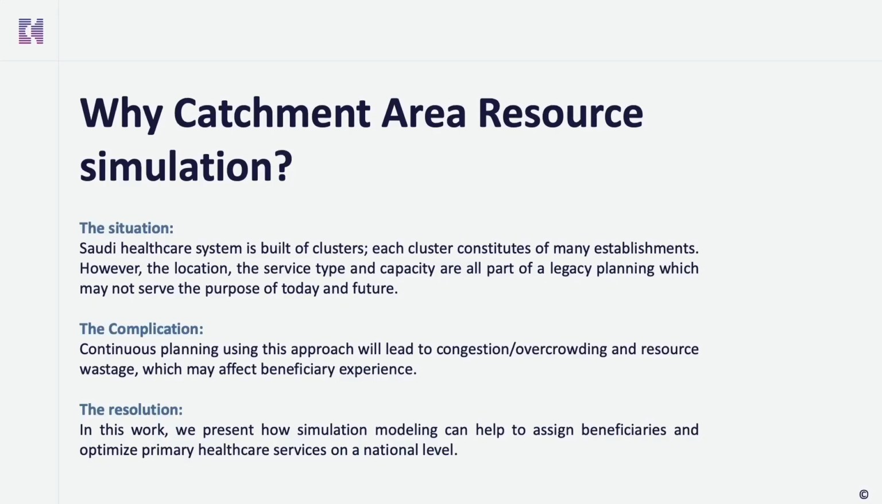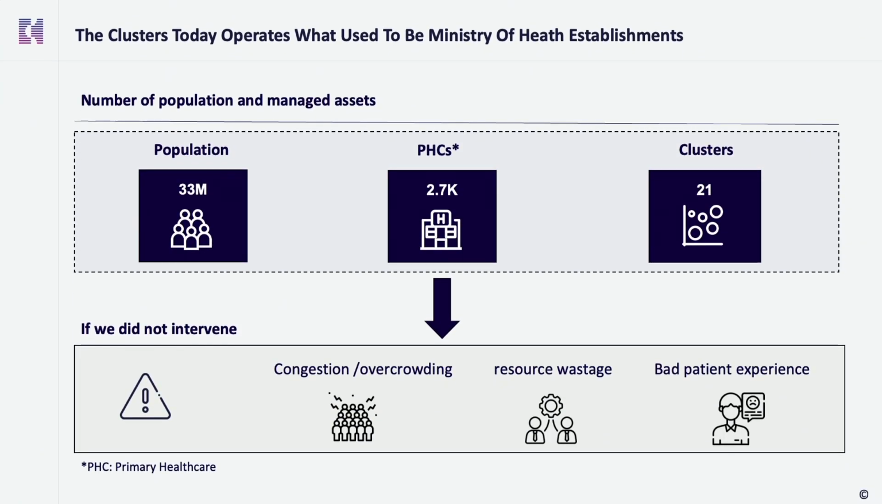So we built first an optimization model to assign individuals or beneficiaries to the primary health care centers, PHCs, as well as a simulation model for capacity planning and to test multiple possible scenarios. This simulation covers 33 million individuals or beneficiaries, as well as 2.7K PHCs, or primary health cares, and there are 21 clusters.